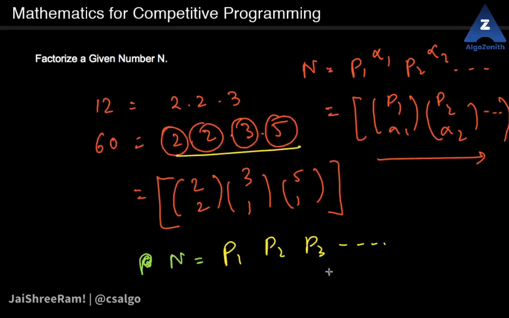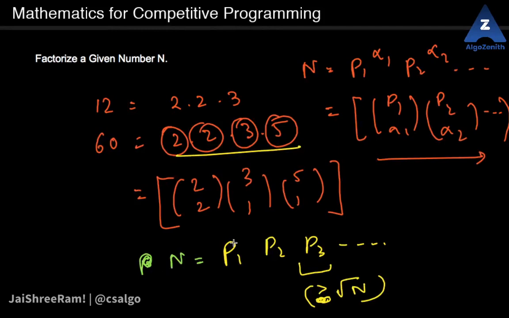What I claim is that only one of these primes can be greater than or equal to root n, because their product is equal to n. If there are two greater than root n, then the product itself gets more than n. So only one of them can be greater than or equal to root n.